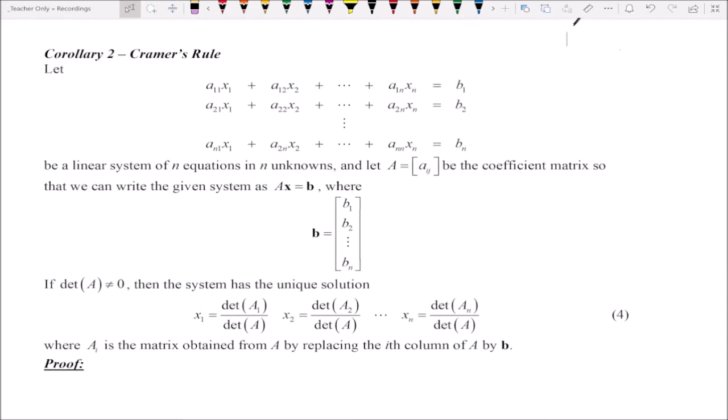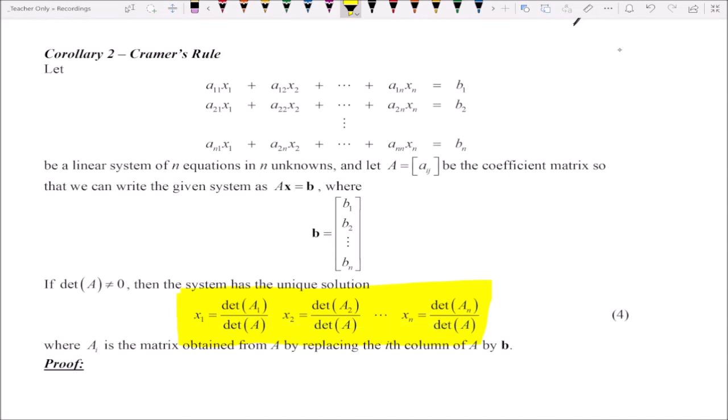Right, so we have a linear system of n equations and n unknowns given above. Let A be the coefficient matrix so that we can write the given system as AX equals B, where B is obviously that constant vector. As long as the determinant of A is not 0, then this system has a unique solution, and that unique solution is given right here.